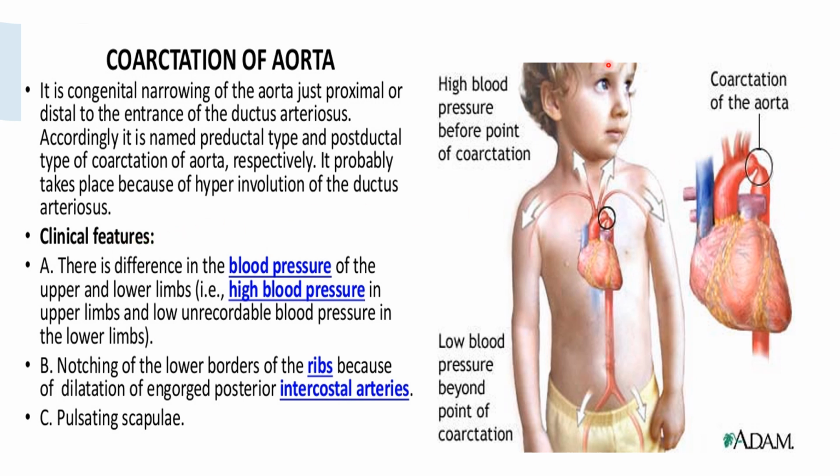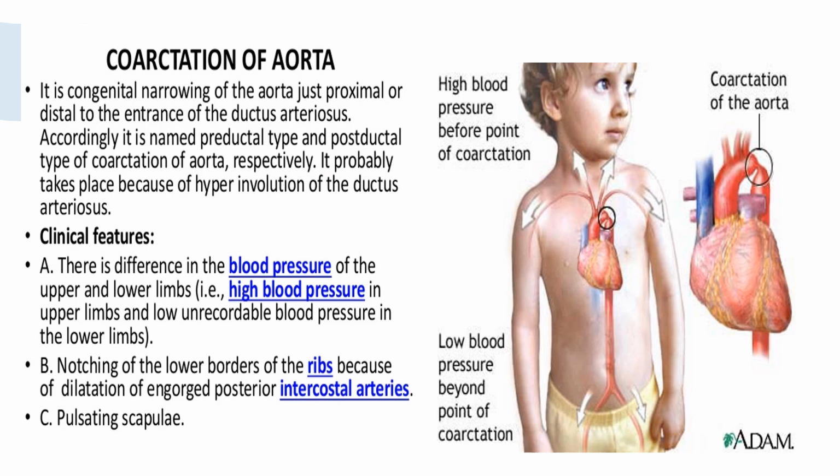Okay. What are the clinical features of the coarctation of the aorta? There is a difference in the blood pressure of the upper and lower limbs, that is, high blood pressure in the upper limbs and low, unrecordable blood pressure in the lower limbs. Then notching of the lower border of the ribs because of the dilatation of engorged posterior intercostal arteries. So we can make out the depressions over the lower border of the ribs. Then pulsating scapula is also one of the clinical features of the coarctation of the aorta.